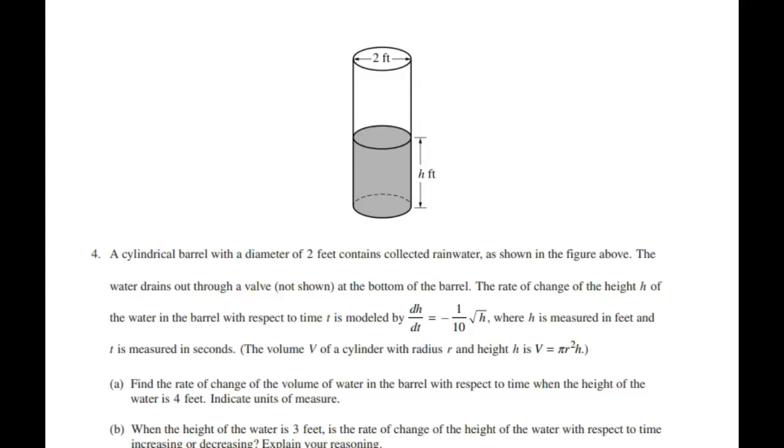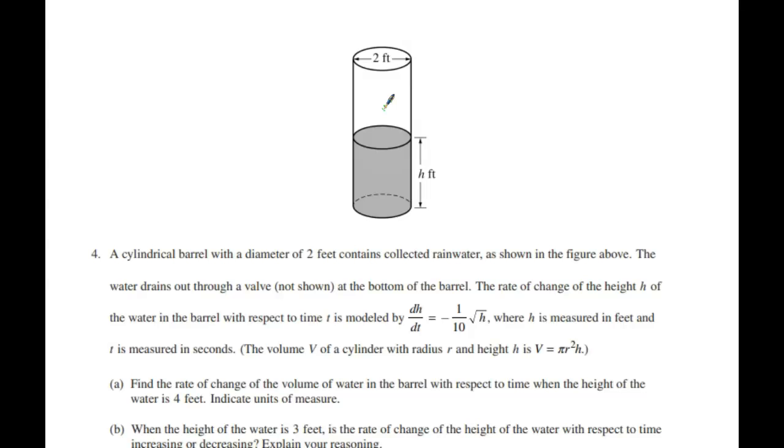So let's go ahead and take a look at these. This is a rate of change problem. What do they call those? They call them related rates. So we have a cylindrical barrel with a diameter of 2 feet, and it's collecting rainwater. And as you can imagine, as it does that, the height of that rainwater is changing, and the volume of the rainwater inside the container is changing.